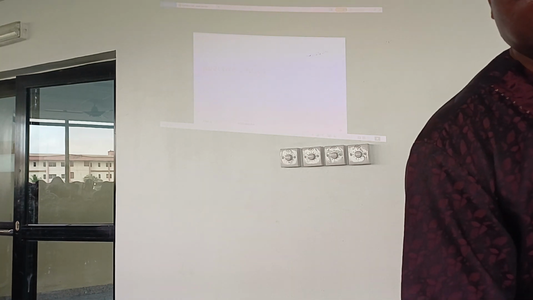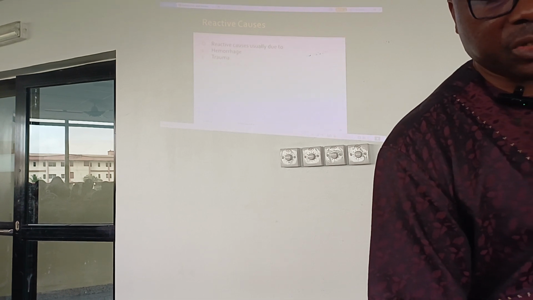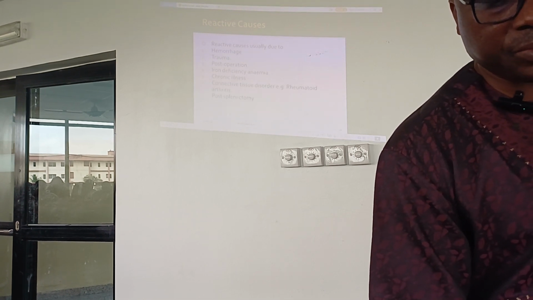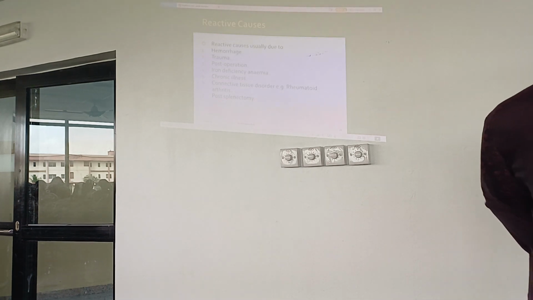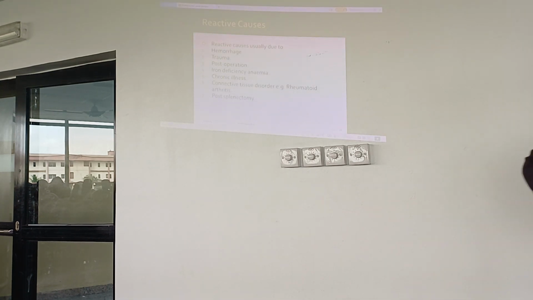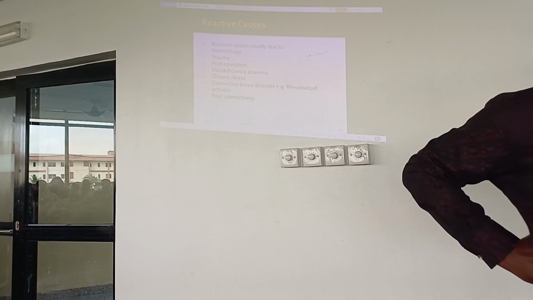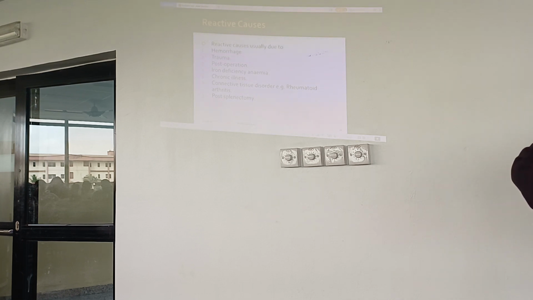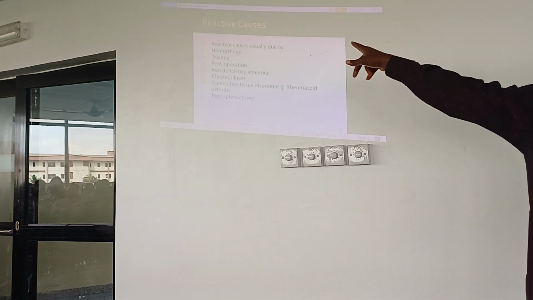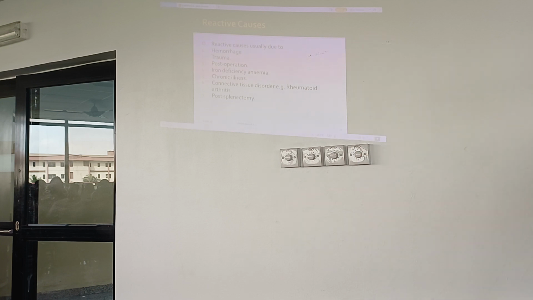But if it's between 400 and 600, these are the causes of reactive thrombocytosis. Hemorrhage: the patient is bleeding. Why should the platelet count be increased in hemorrhage? Who can think of it? I've listed hemorrhage as number one cause of thrombocytosis.